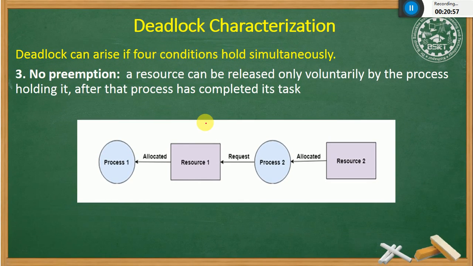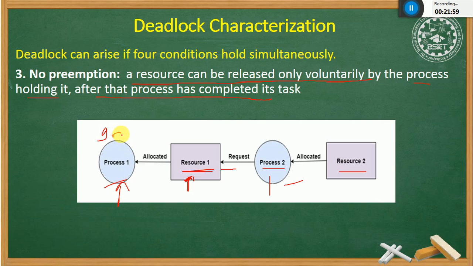Then the third condition is non-preemption. Non-preemption means a resource can be released only voluntarily by the process holding it, after the process has completely executed its task. Using this diagram we can easily clear this concept. There are two processes, process 1 and process 2, and two resources, resource 1 and resource 2. Process 1 is holding resource 1, and process 2 is holding resource 2. So what is the interdependency? Process 2 requests resource 1, but it is in use by process 1. Process 1 will release resource 1 only after completion.